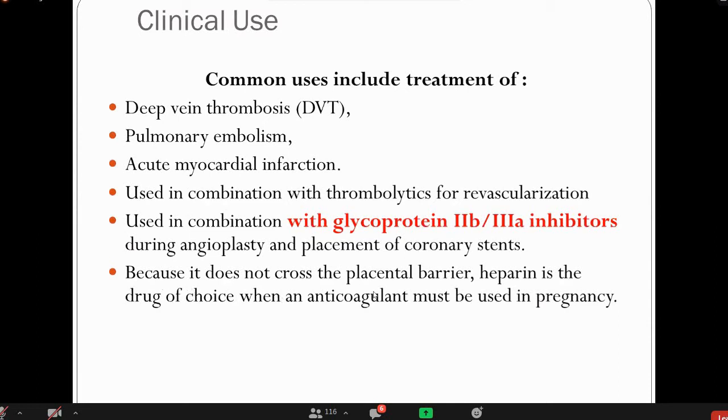Because it doesn't cross the placental barrier, this point we have already discussed, heparin is the drug of choice when an anticoagulant must be used in pregnancy. This is one of the questions that is asked: during pregnancy, which anticoagulant can you use? Can you use heparin? Yes, because it cannot cross the placental barrier. Can we use warfarin? No, because it crosses the placental barrier because of its low molecular weight and high lipid solubility, and can cause birth defects.